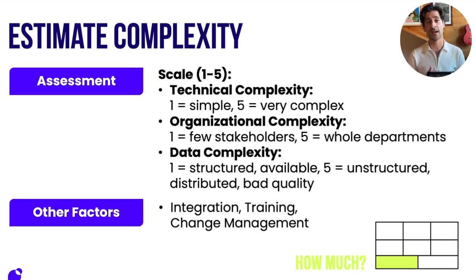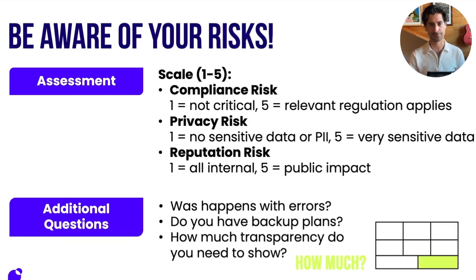And then lastly, how complex is the data? Is it all available and nicely structured and ready to be used, or is it unstructured? Do you have to purchase it first? Is it distributed? How's the quality? So you will assign a score from 1 to 5 in order to assess the complexity of the data and the information that you're working with.